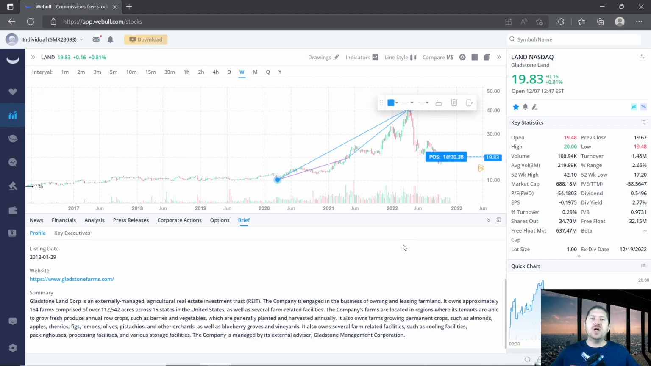Now, there are a lot of different companies and subsectors of Gladstone. I love GLAD, ticker symbol GLAD, and GAIN, G-A-I-N. They are also Gladstone managed companies.